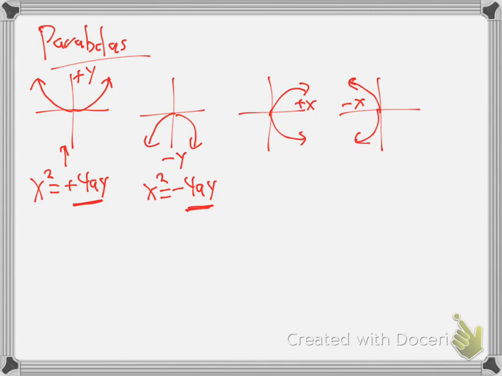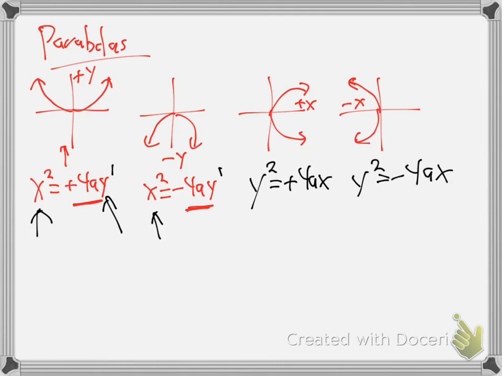The unique characteristic of a parabola, what's special about him compared to the other two, is he always has 1 letter squared, 1 letter first power. Over here, it's going to be y squared is positive 4ax, and y squared is minus 4ax. Everybody see that? So positive x, negative x, negative x, positive x. Everybody see what I'm talking about?